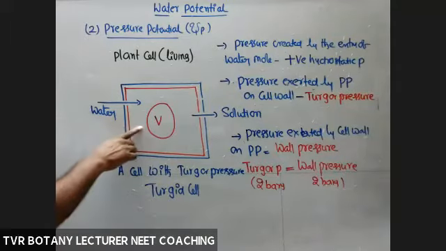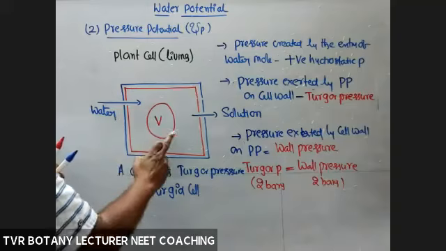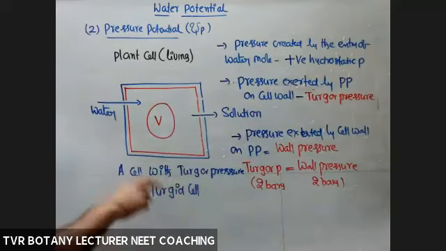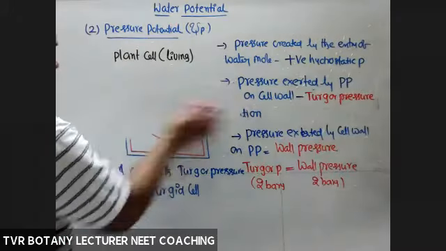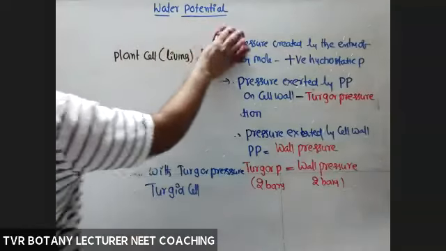Due to the entry of water molecules, two types of pressures are created. One is turgor pressure and against which, wall pressure. So that's about turgor pressure and wall pressure, right? Now, on the basis of water potential values, how to understand the direction of movement of water. The objective of studying water potential is to understand the direction of movement of water between cells or tissues from one location to another location.